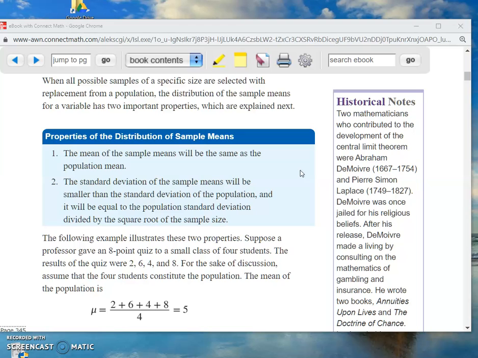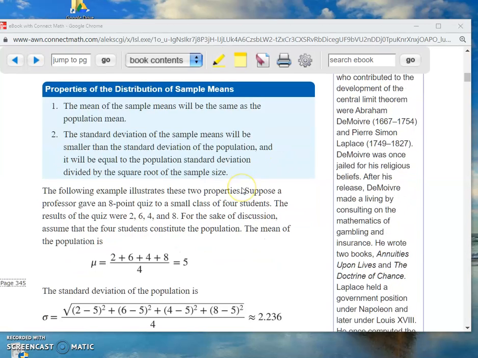The x-bars are not spread out as all the data points are for the population. And that fits my intuition, right? Because it just kind of makes sense that when you take a sample, you're going to have less dispersion. It's not going to be as spread out as the original data points are. And you'll see as we go along, I think that intuition will come to you when you see some examples. So here's an example to illustrate it.